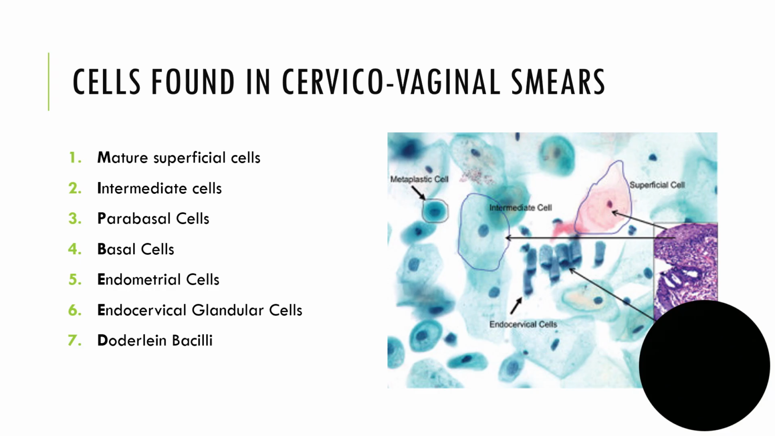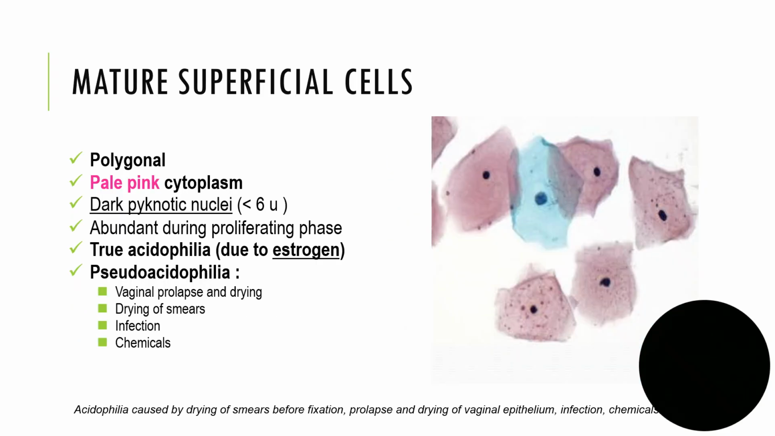Okay. First, we have mature superficial cells. Mature superficial cells are the most differentiated cells in the vaginal epithelium. Morphologically, they are polygonal in shape with pale pink cytoplasm and dark pycnotic nuclei. The nucleus is less than 6 micrometers in diameter. These cells are abundant during the proliferating phase, the follicular phase of the menstrual cycle, when estrogen levels are high. Their presence reflects estrogen stimulation.